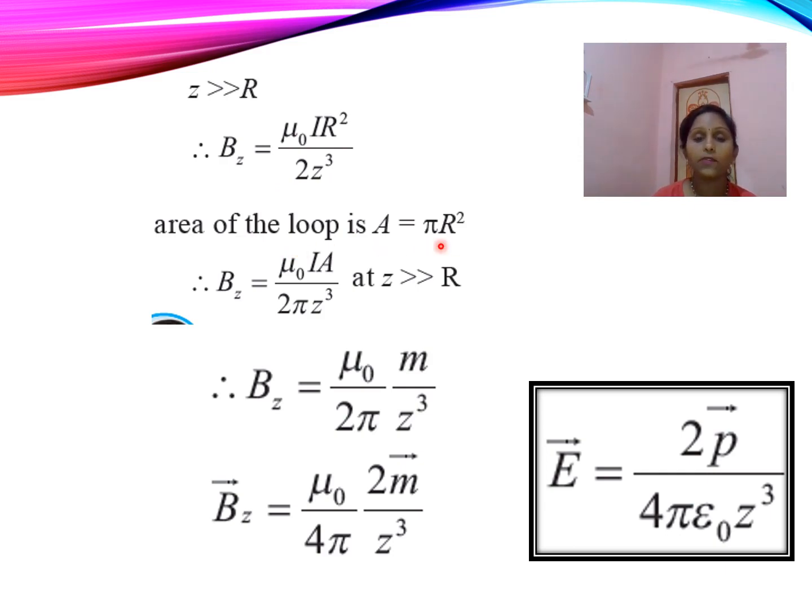When I substitute, the equation becomes Bz is equal to mu naught Ia divided by 2 pi z cube. Ia is nothing but the magnetic moment. So the equation becomes Bz is equal to mu naught m divided by 2 pi z cube. Now multiply and divide by 2. Then the equation becomes Bz vector is equal to mu naught 2m vector divided by 4 pi z cube. It is also analogous to electrostatics. So the equation becomes E vector is equal to 2p vector divided by 4 pi epsilon naught z cube.